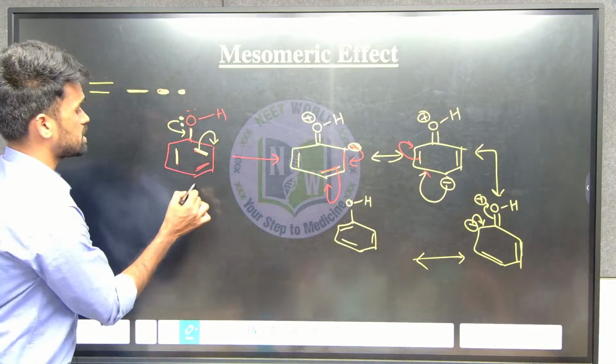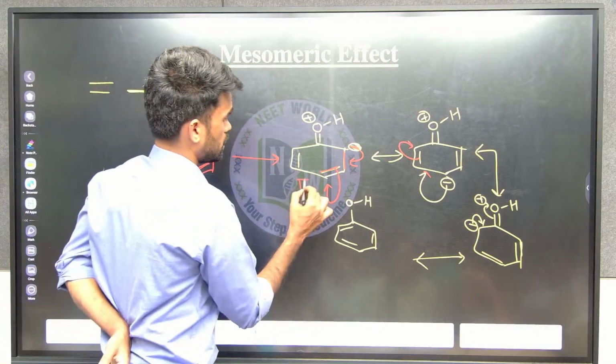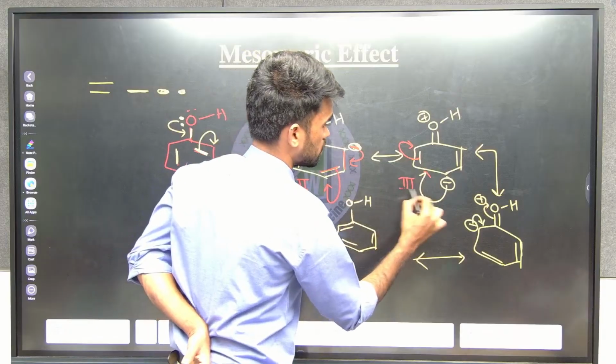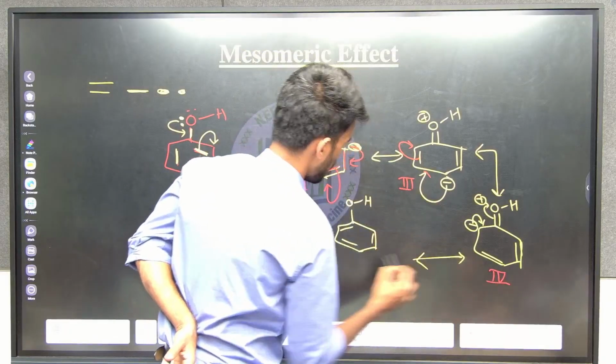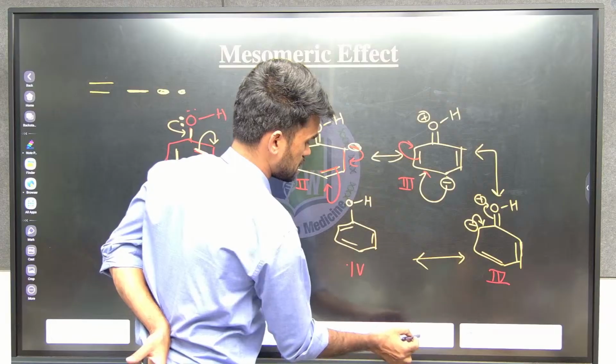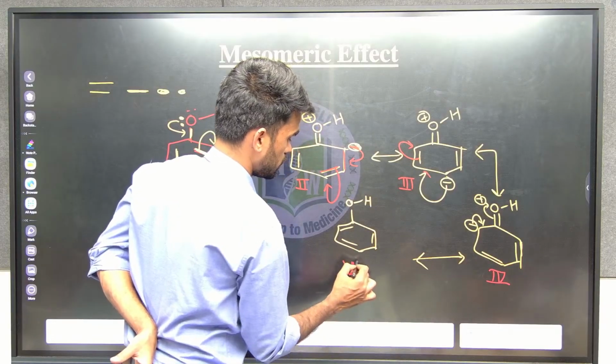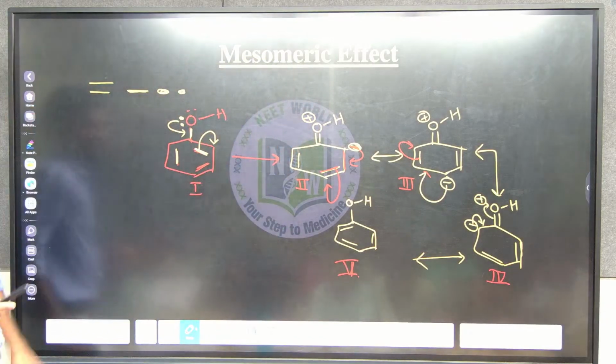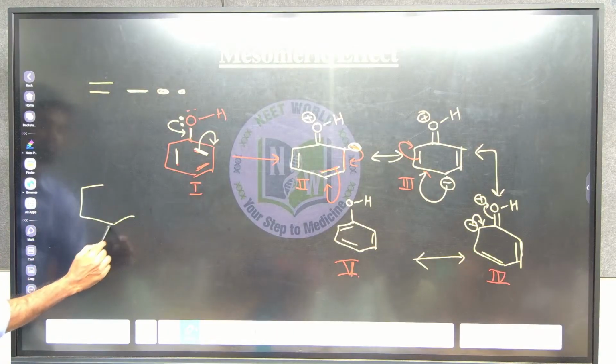Okay. So now these structures are called canonical structures. What are they? So how many conjugative structures or canonical structures are formed for phenol? 5.